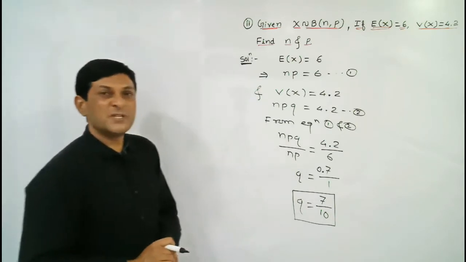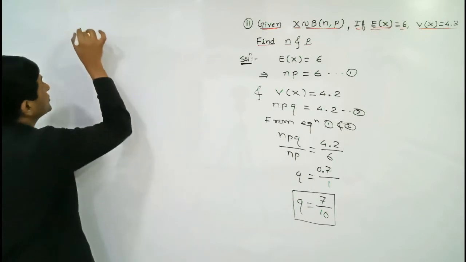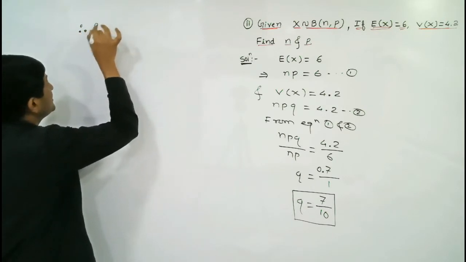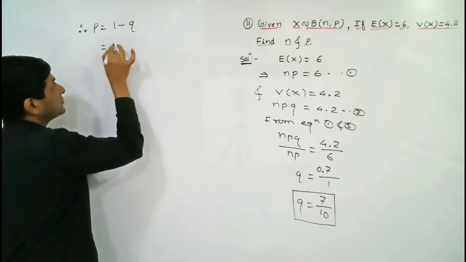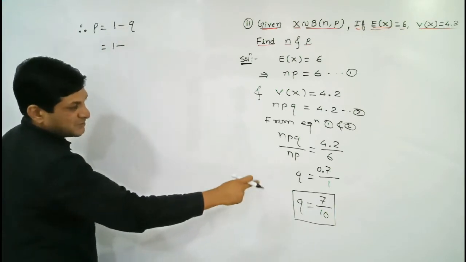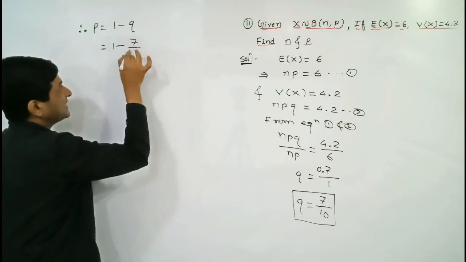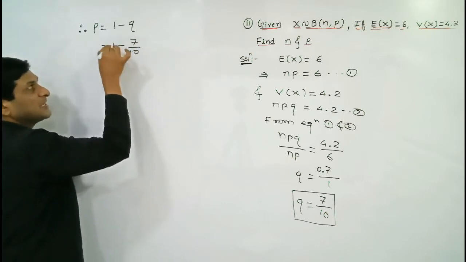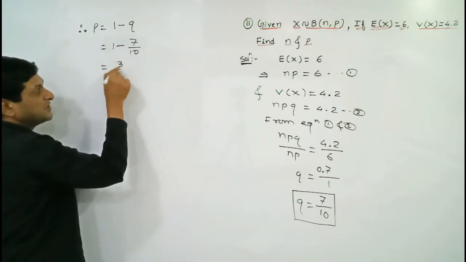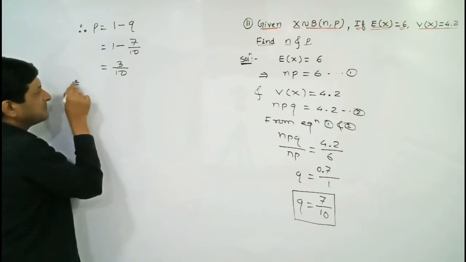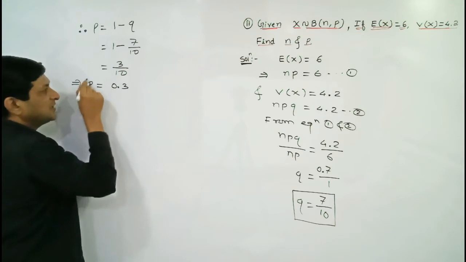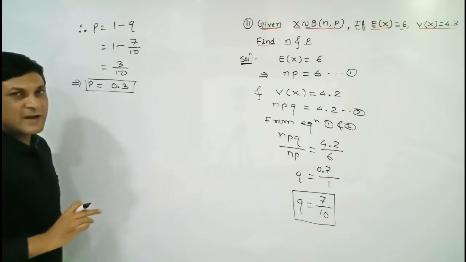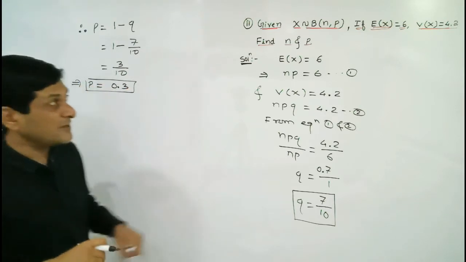Once the value of q is known to us, now find p. So p will be equal to, what is the formula to find the value of p? 1 minus q. So it is equal to 1 minus, but just now we have got the value of q as 7 by 10. So 10 ones are 10, and 10 minus 7 is 3 by 10. This implies that p is equal to 3 upon 10, which can be written as 0.3. In this way we have got our first required value, p.